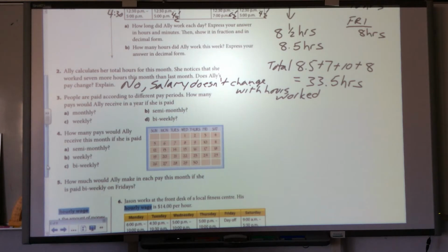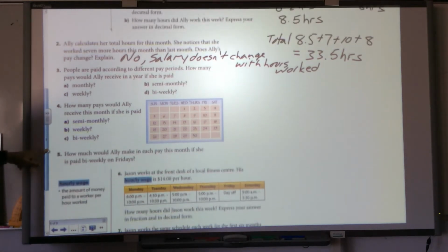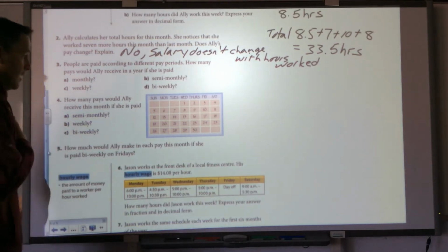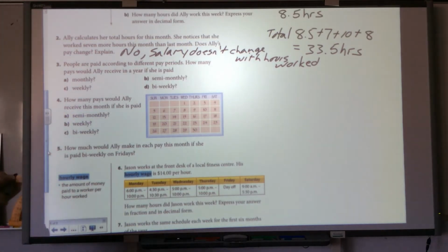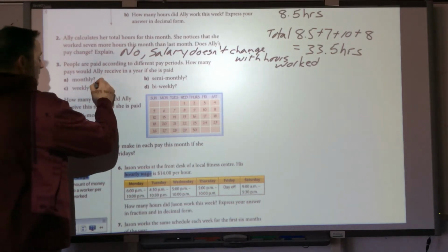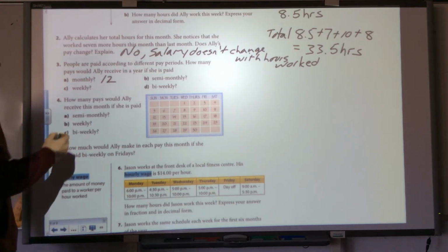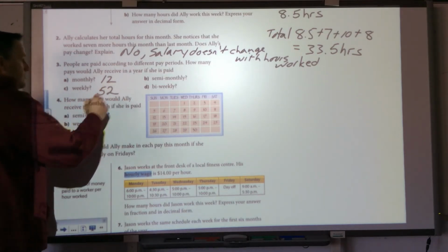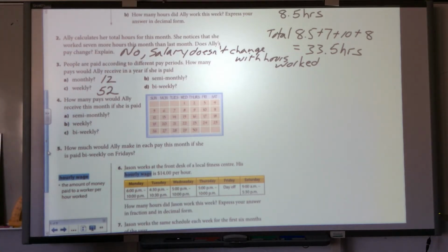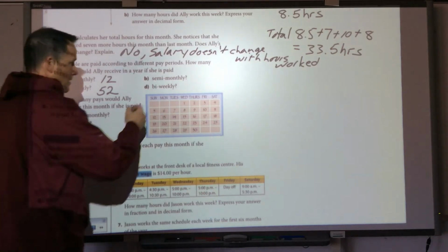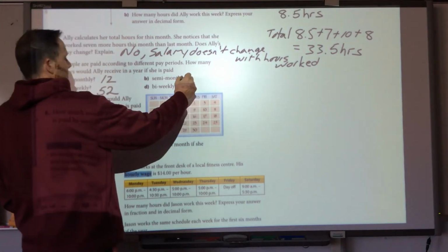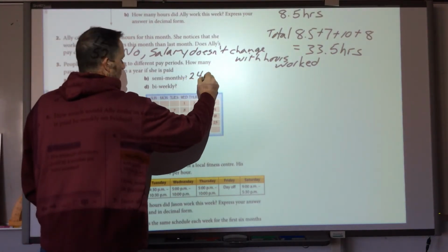People are paid according to different pay periods. How many pays would Allie receive in a year if she is paid monthly? Well, amazingly, I was shocked by the number of people that don't know this. But monthly, she would get paid 12 times. If she gets paid weekly, she'll get paid 52 times. Semi-monthly means twice per month, so she gets paid 24 times.